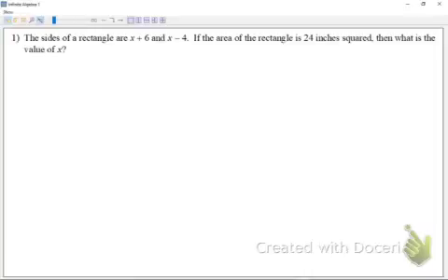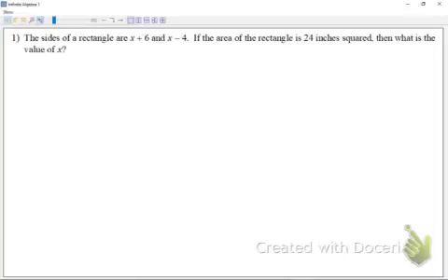It says the sides of a rectangle are x plus 6 and x minus 4. If the area of a rectangle is 24 inches squared, then what is the value of x? So it's actually a fairly easy process to go through if we remember how to do a bunch of things that we've learned so far.